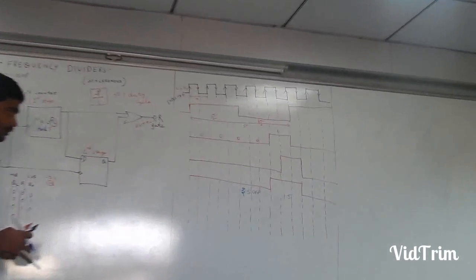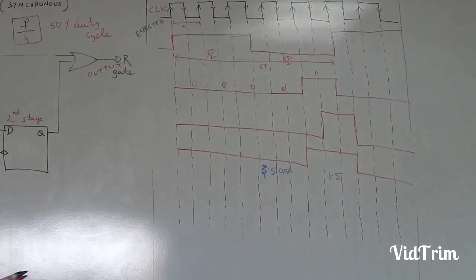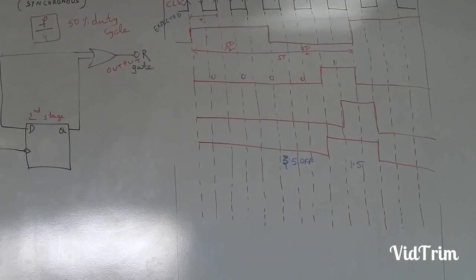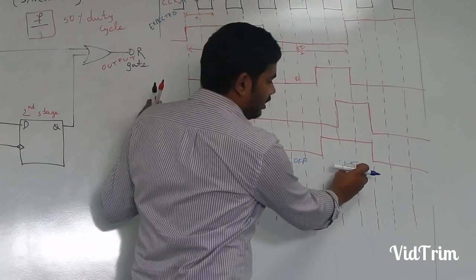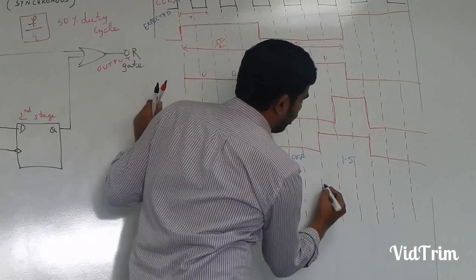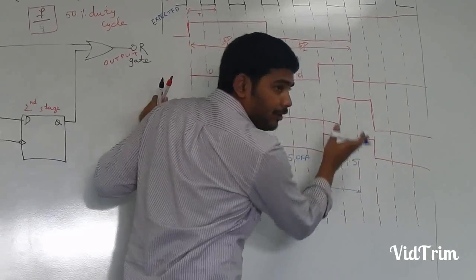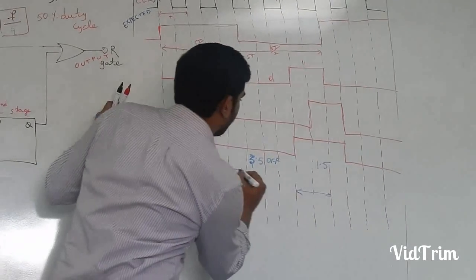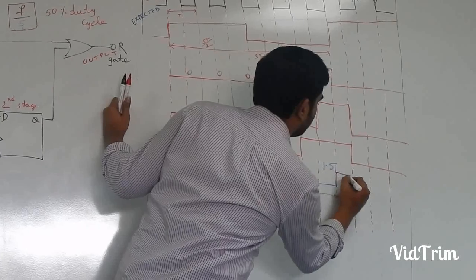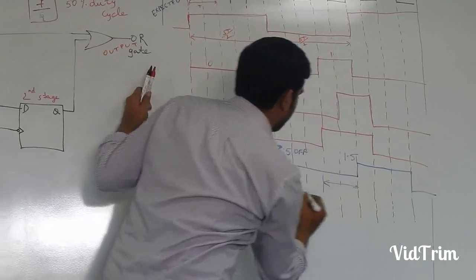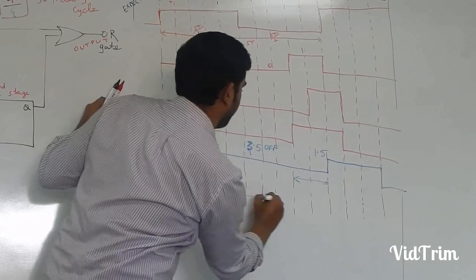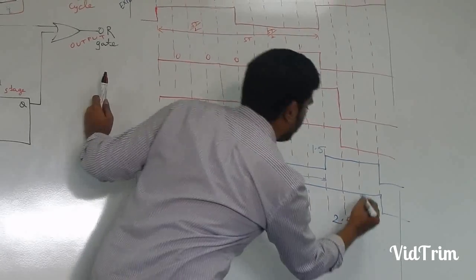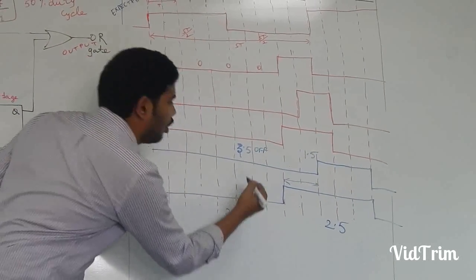So now, in order to make this 1.5 into 2.5, if I could delay it by one full clock pulse, and if I OR it, I will definitely get 2.5. See, like this. If I delay it by one full clock pulse and OR these two, I would definitely get 2.5 clock pulses on and 2.5 clock pulses off.